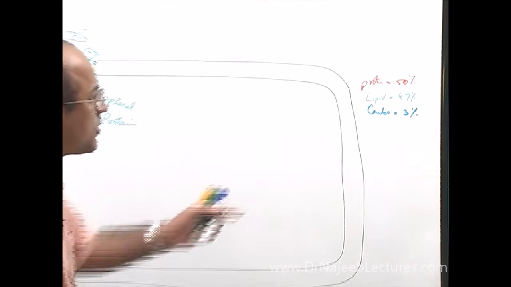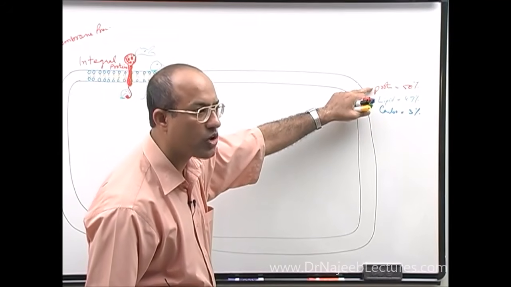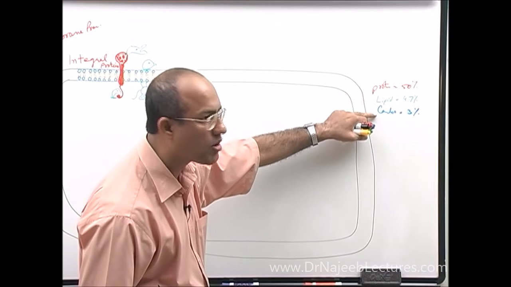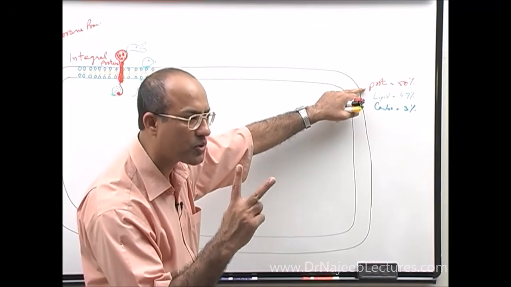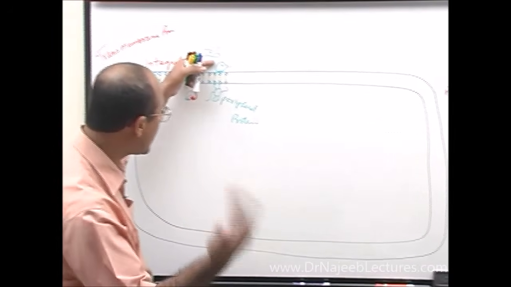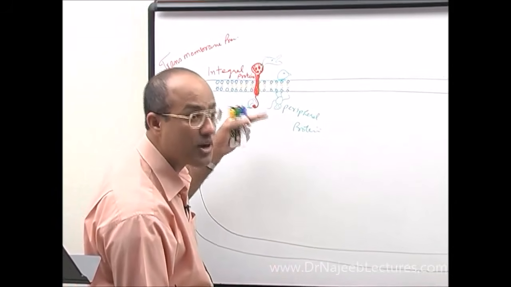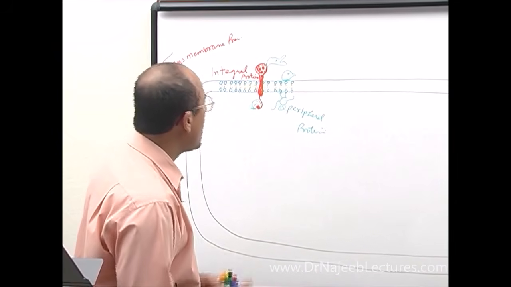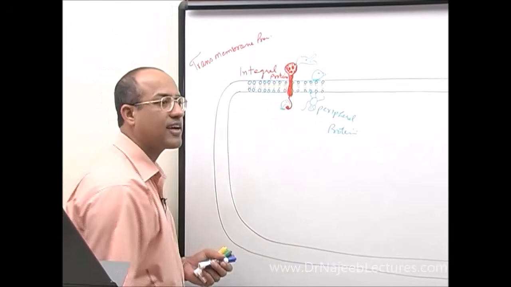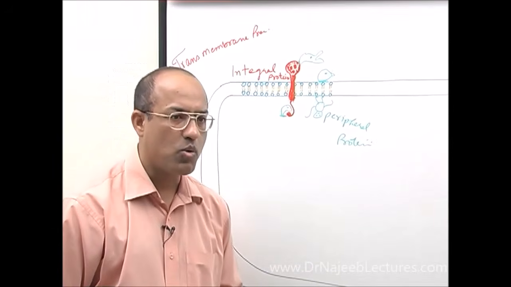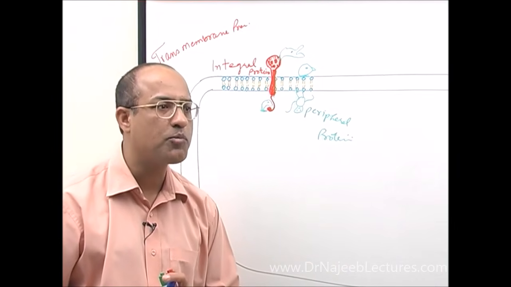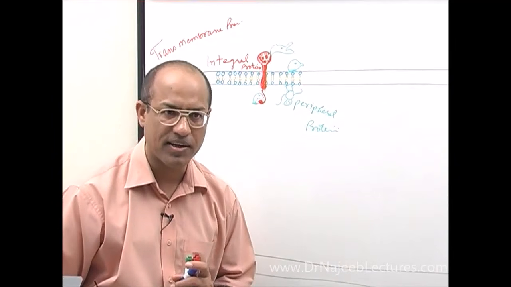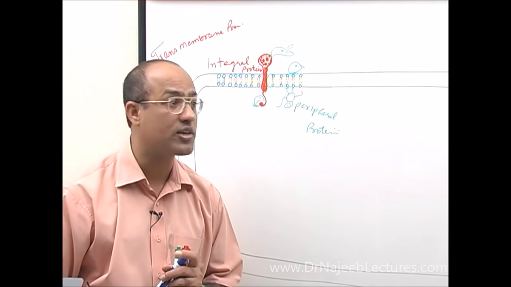We have discussed the lipids in detail. Now we are going to talk about proteins, and then we will talk about carbohydrates. About the proteins, I am saying there are two types: integral proteins and peripheral proteins. Now, I will go into detail of integral proteins. What are the functions of integral proteins? Why do integral proteins have to be there in the membrane? They have very, very important functions.